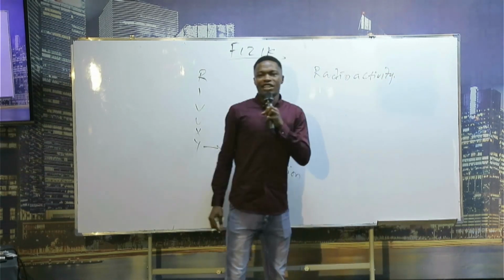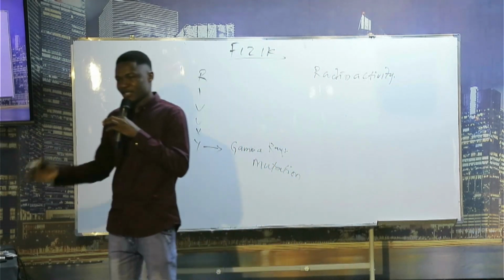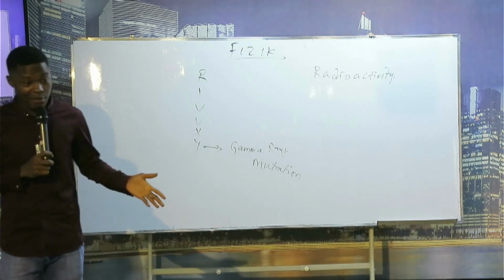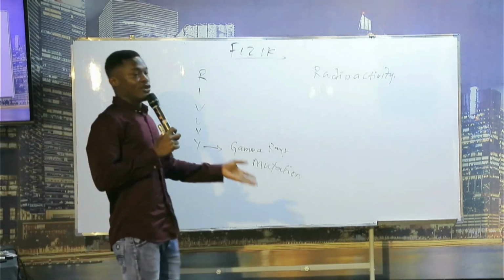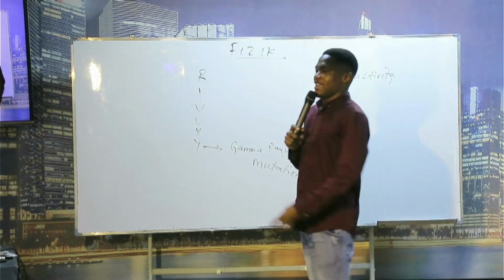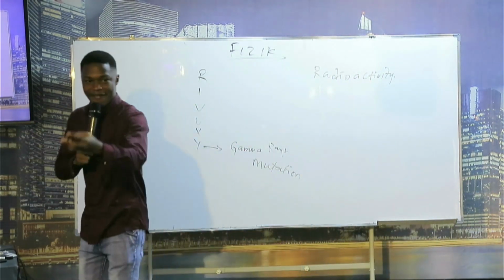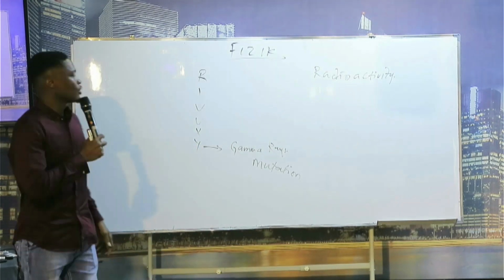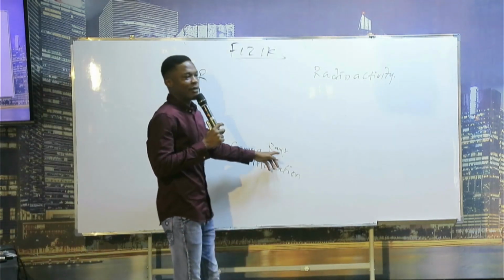And when you say radioactivity, it is the spontaneous disintegration of an unstable nucleus, that is a nucleus that is not stable. And then for it to attain stability, it emits radiations: alpha, beta, and what? Gamma. Good. So that is where gamma rays come from.